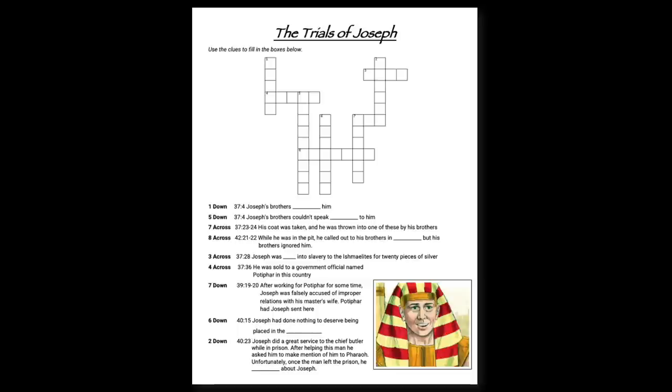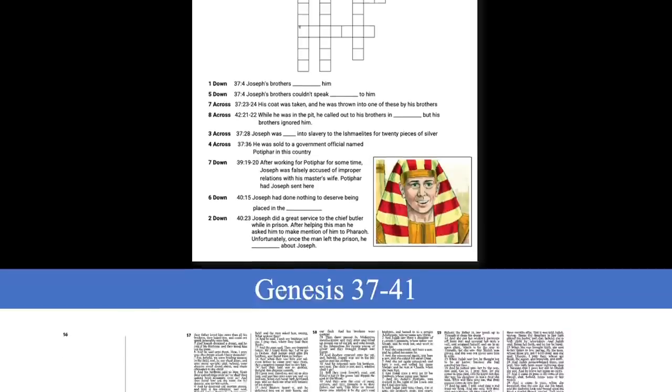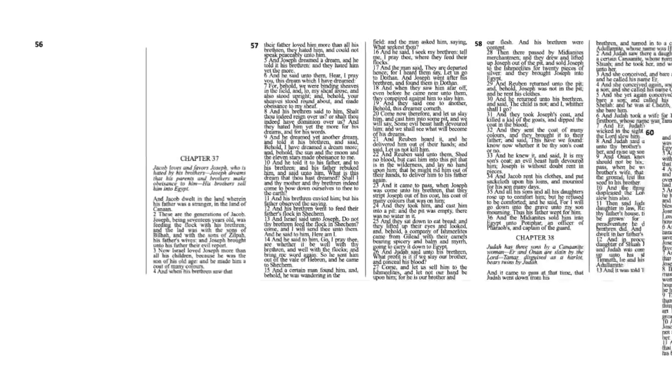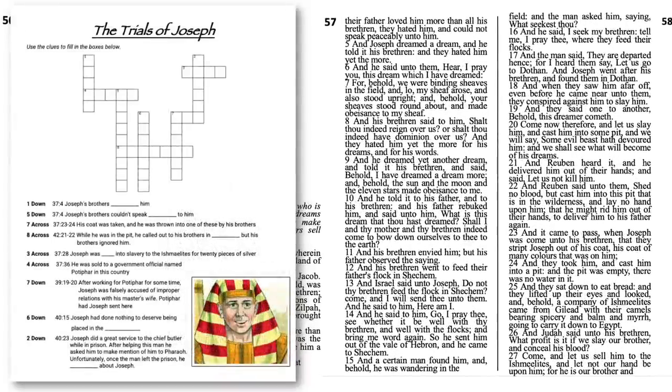So first, Joseph's early life. One down. Joseph's brothers hated him. And to go with that, five down. Joseph's brothers couldn't speak peaceably to him. And can you imagine what that must have been like for Joseph? Yes, his father loved him and praised him, but he just had a miserable time with his brothers. His home life was not ideal.